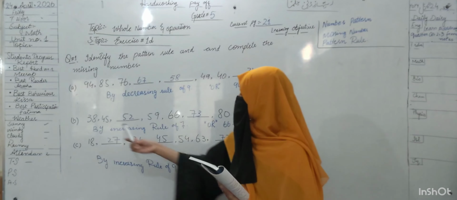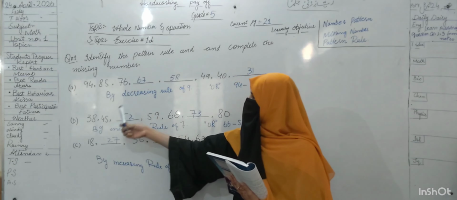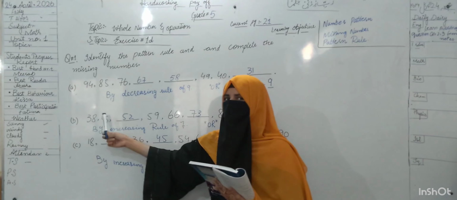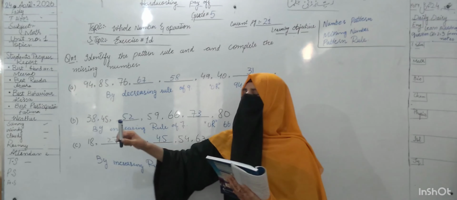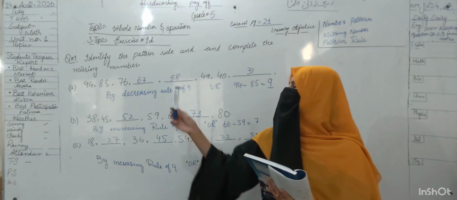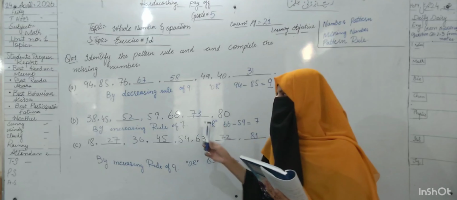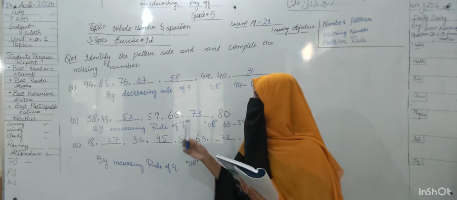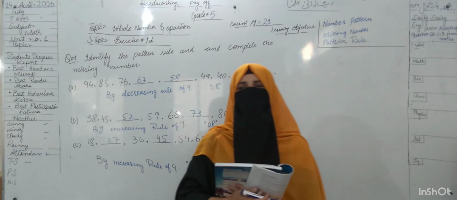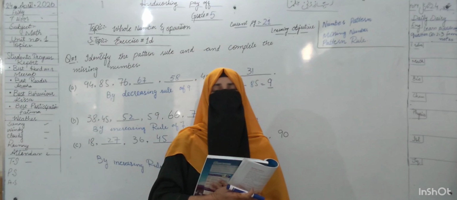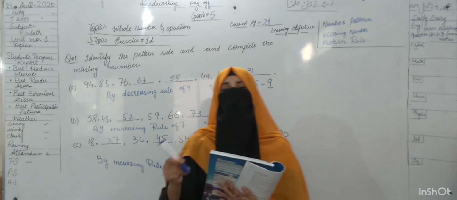So look at your second question, 38, 45. 38 is smaller than 45. It means that it is ascending order, smallest to greatest number. So it is the increasing order. Then we have to find out its pattern, which is used to find out the next number.